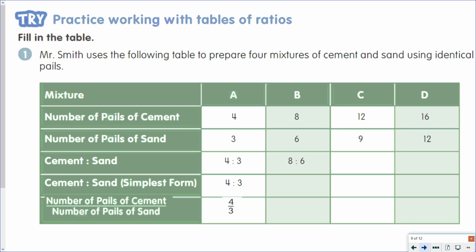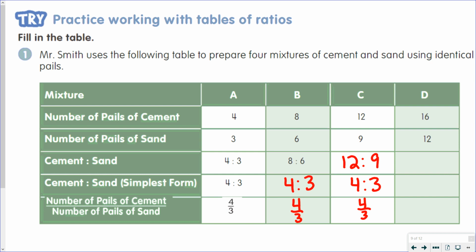So here, if we fill out this table, so if Mrs. Smith has in column B a cement to sand ratio of 8 to 6, well, if you simplify that, you get 4 to 3. And if you write it in the form of a fraction, you get 4 to 3. For column C, the cement to sand ratio is 12 to 9. You simplify that, you get 4 to 3. You write that as a fraction, you get 4 to 3.